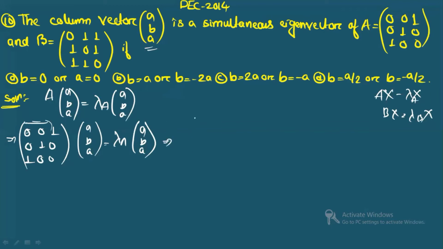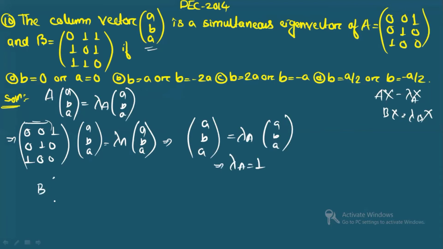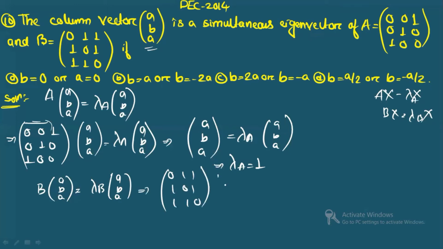You will get A first, the second will give you B, and the third will give you A. So it equals lambda ABA. Finally you will get lambda A equal to 1. Similarly, for the matrix B, B times ABA equals lambda B times ABA. Write the matrix B: 0, 1, 1, 1, 0, 1, 1, 1, 0. Here it is ABA, and it equals lambda B times ABA.